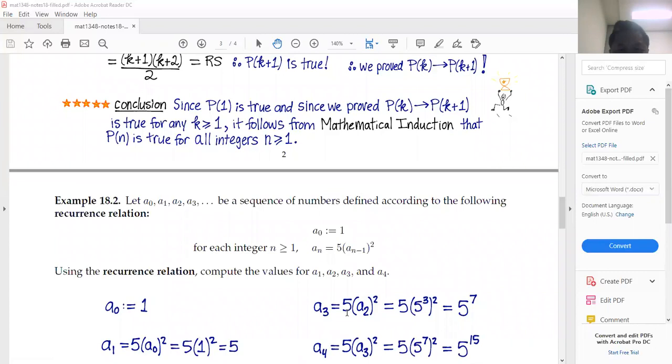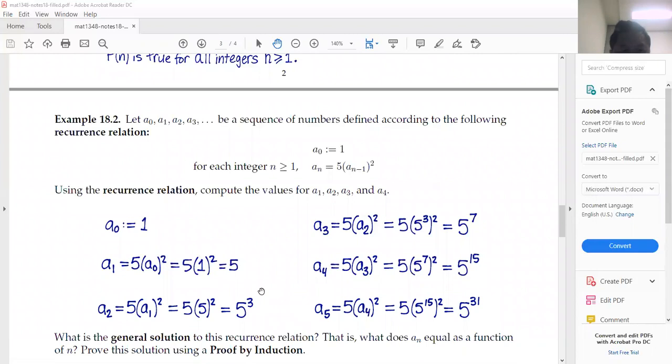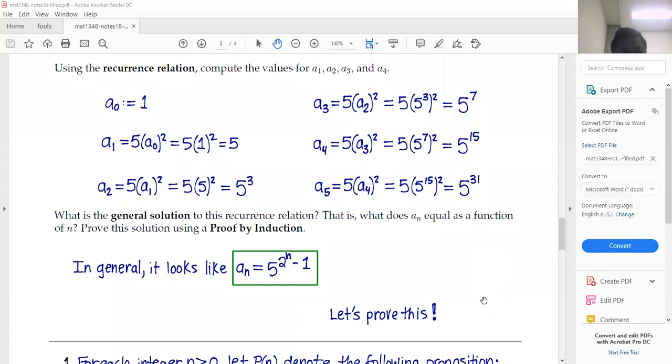So we can do some basic exploration about this. We can get a0 is 1, a1 is 5, a2 is 5 to the power 3, a3 is 5 to the power 7, a4 is 5 to the power 15, a5 is 5 to the power 31. So maybe we can guess a_n is 5 to the power 2^n minus 1.